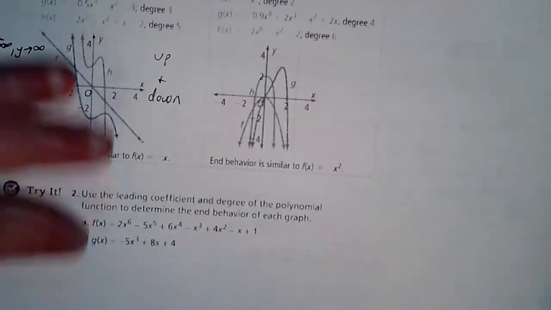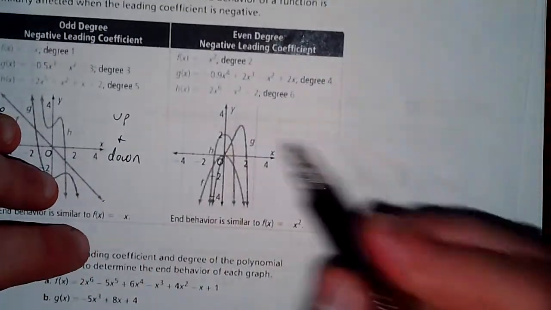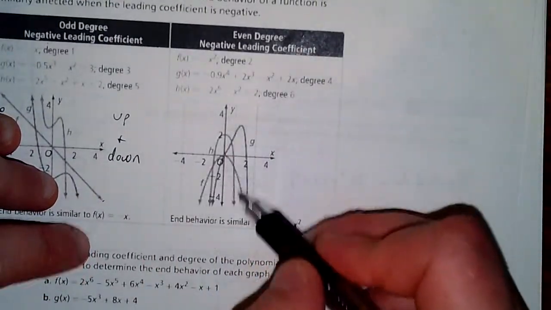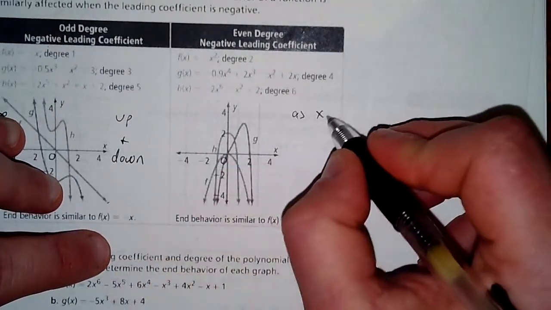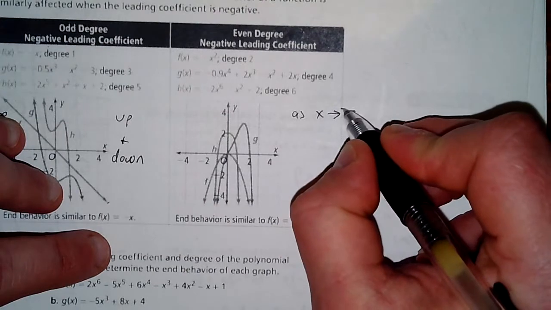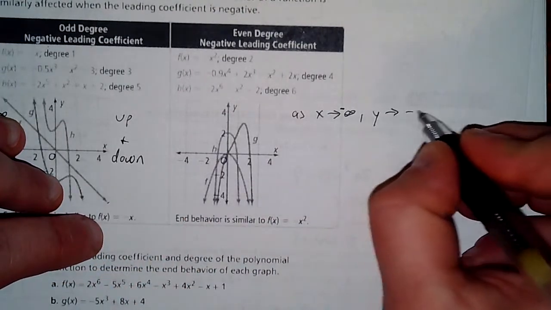And then lastly, the last combination is when you have an even degree, but a negative value in front. We saw a lot of this with x squared, so this is like a negative x squared type graph. In this case, we'd say as our x goes to negative infinity, our y also goes to negative infinity.